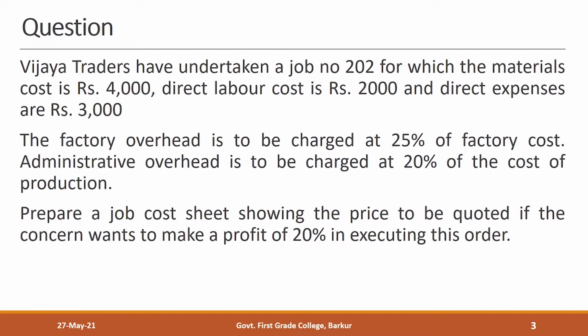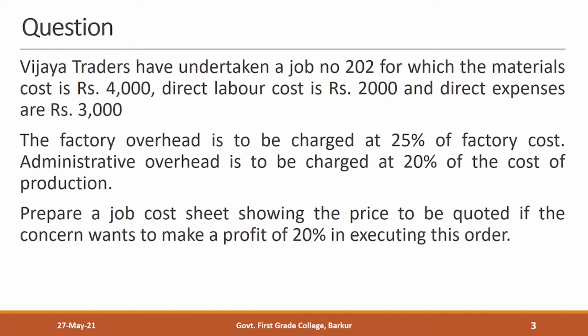So in this question, they have clearly told that there is a job to be performed by the trader called Vijaya Traders, where to perform the job he needs certain materials costing rupees 4,000. People need to be employed at a cost of rupees 2,000 and certain direct expenses have to be incurred, rupees 3,000. However, in this problem, they have not specified the exact factory cost or administrative overhead. Instead, they have indirectly given you the hint that you need to calculate the factory overhead at 25% of factory cost.